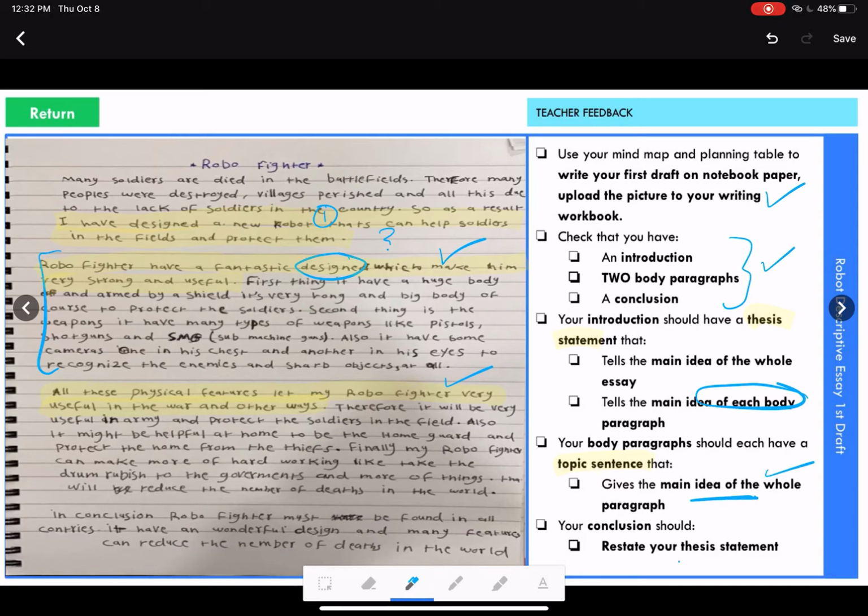And then if we look at your conclusion, it has a wonderful design. See, here we have that idea, so that's good. And many features can reduce the number of deaths. Excellent. So the one thing I would say to work on is to add that main idea from body paragraph 1 to your thesis statement. Everything else there looks good.